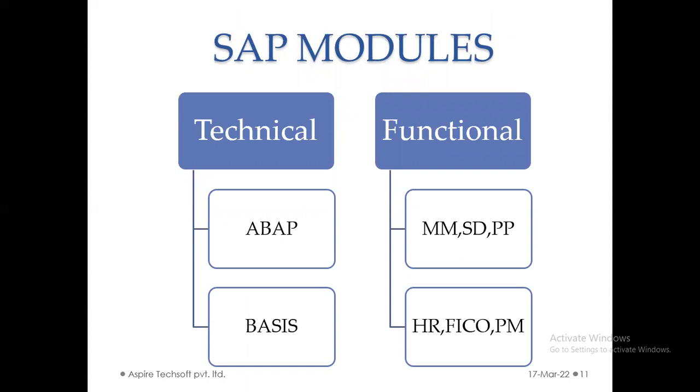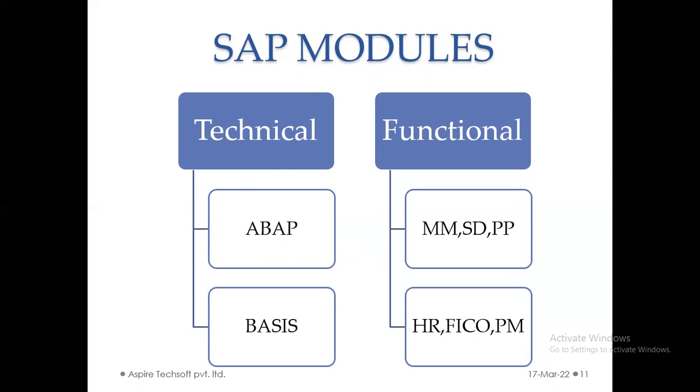Now, the main part, that is SAP, is statically divided into 2 parts, that is technical and functional. In technical, the ABAP and basis part is there. ABAP is a programming language. The long form of ABAP is Advanced Business Application Programming. It is a programming language used by SAP to develop the functionalities. Basis is a software used by small scale and middle scale companies.